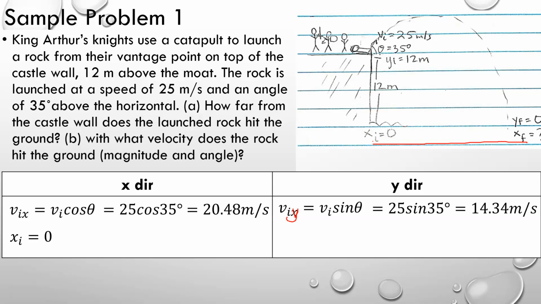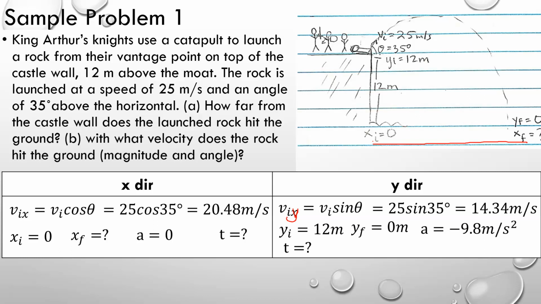And we know the initial position in the x direction. We're looking for the final position in the x direction. We know that the acceleration in the x direction is 0. In the y direction, we know that the initial height is 12, final height is 0, the acceleration is negative 9.8. And we don't know the time in either direction, but we do know that this time and this time will end up being the same. So when the object is here in the y direction, it's also there in the x direction.